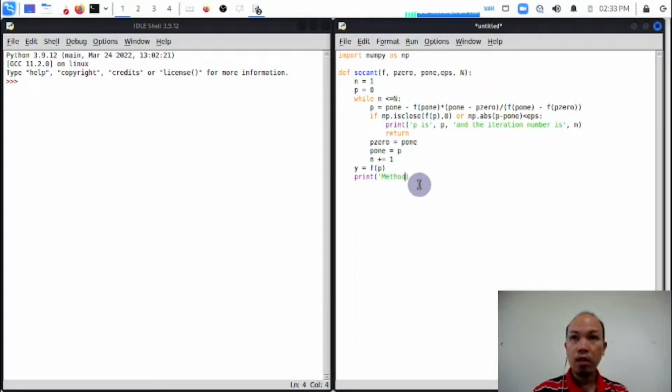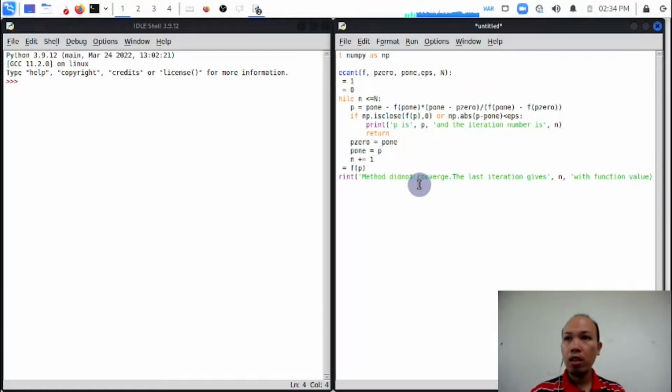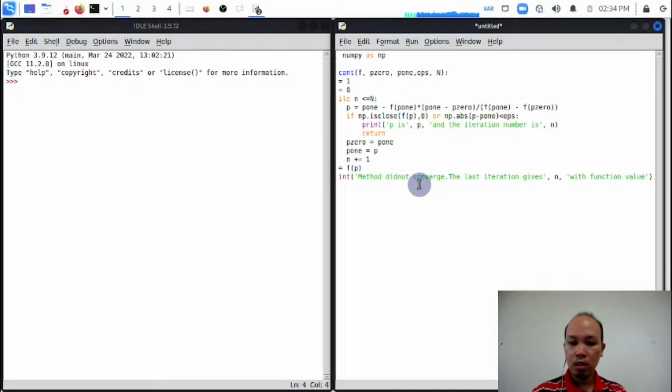Method did not converge. The last iteration gives n with function value y.